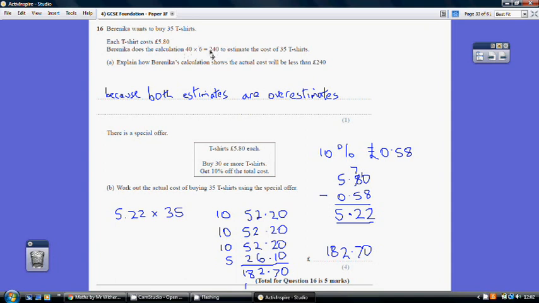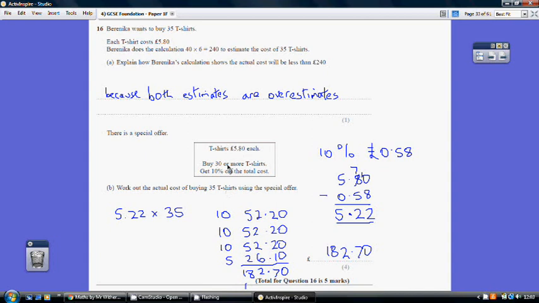So once we multiply them together, this estimate is bound to be on the high side. That's why her calculation shows the actual cost will be less than 240. Both 40 and 6 are overestimates. For part B, we've got to work out the actual cost of buying 35 t-shirts.